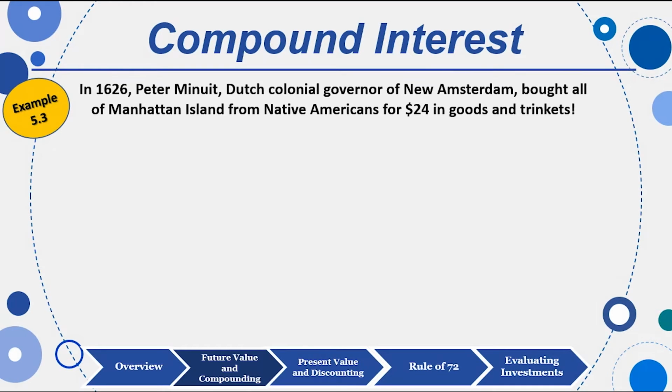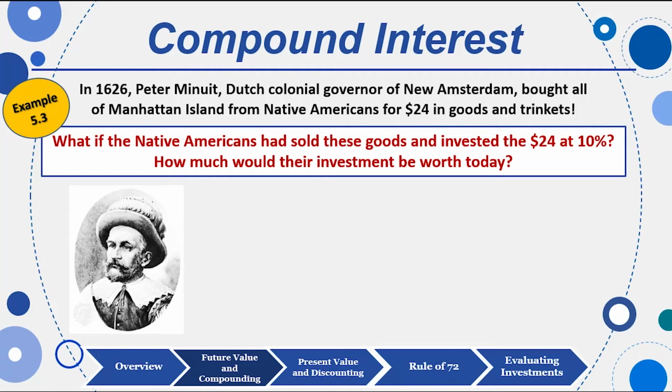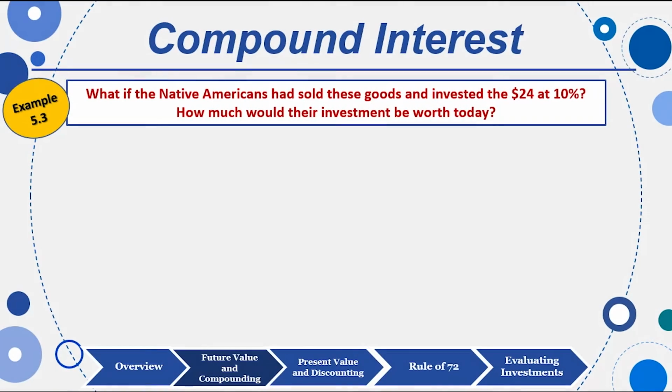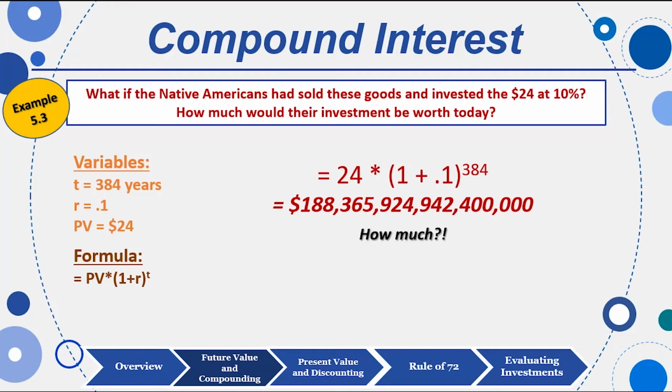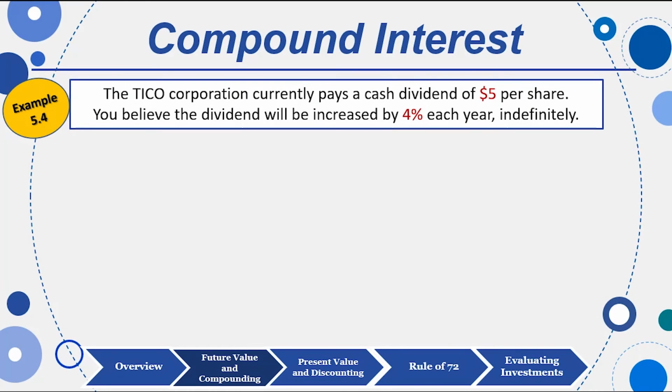In 1626, Peter Minuit, Dutch colonial governor of New Amsterdam, bought all of Manhattan Island from the Native Americans for $24 in goods and trinkets. If the Native Americans had sold these goods and invested the $24 at 10%, how much would their investment be worth today? Again, one equation. Future value equals present value times 1 plus r to the t. And we take this out for 384 years, and we see that $24 has grown to 188 quadrillion plus dollars. The authors suggest that you could use that to buy basically the entire planet. So if only we had gone into the Bank of New York and invested that $24.